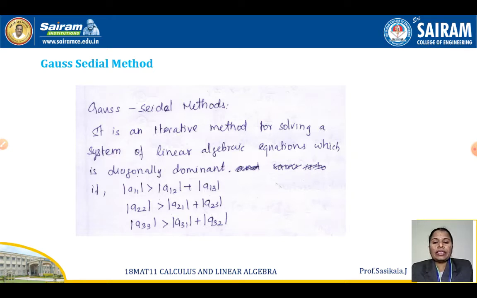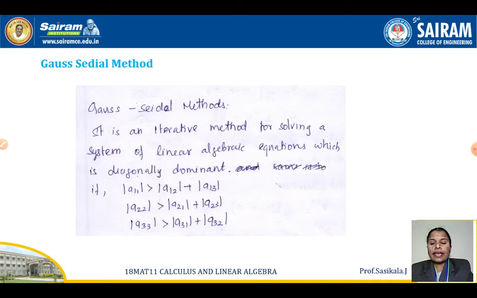Diagonally dominant means you take the coefficients of the A matrix, the coefficients of the unknowns x, y, z. The first element of the first equation is A11. You have to take the modulus of A11, which should be greater than the sum of the remaining two in that row. With 3 equations and 3 unknowns, |A11| should be greater than |A12| plus |A13|. The sum of these two should be a smaller value than A11.